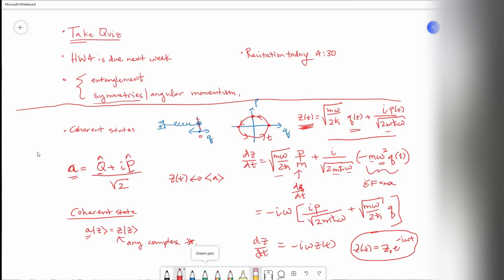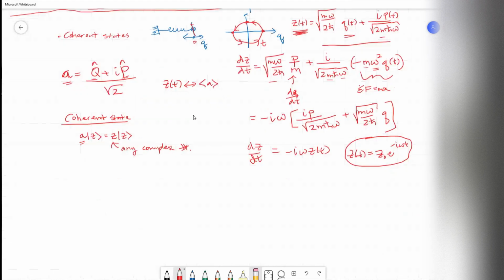And you can construct such a state. Remember, A isn't Hermitian or anything. So the spectrum could be all sorts of things. In this case, you can show that it's actually any complex number. It's continuous.